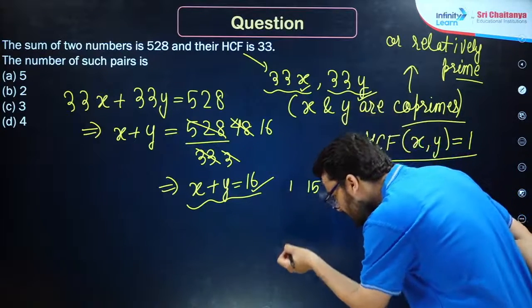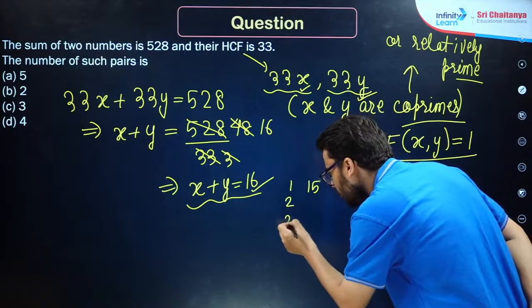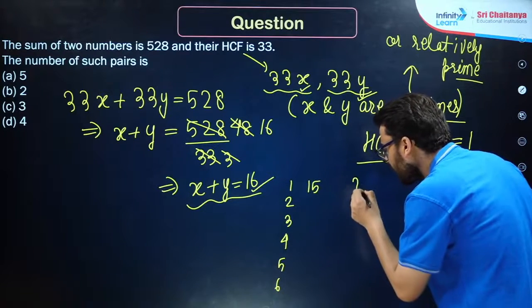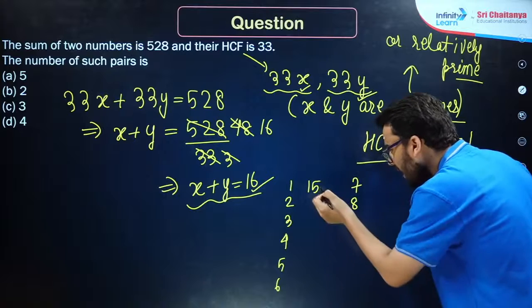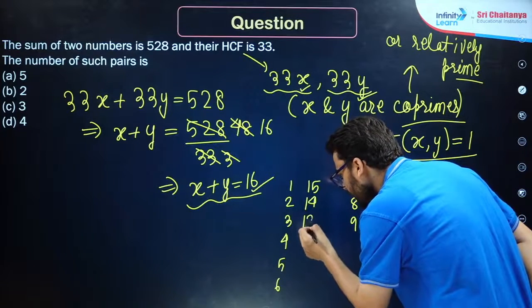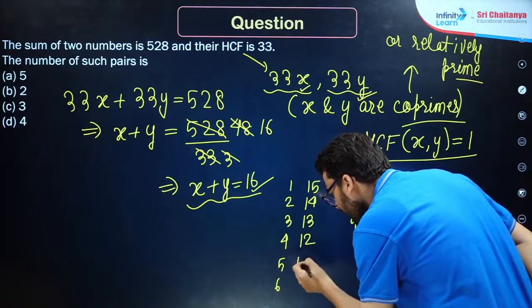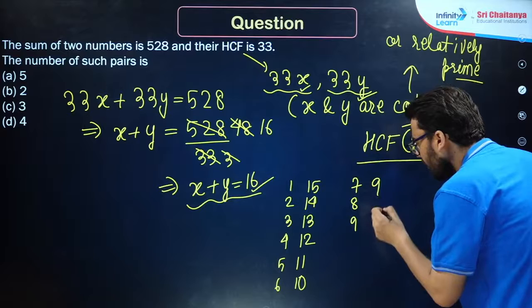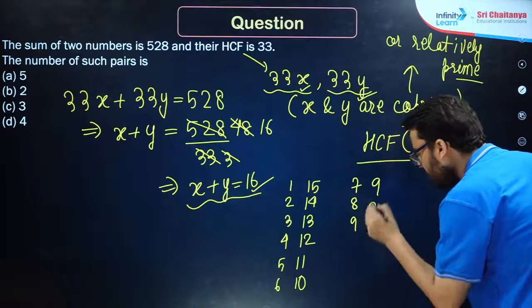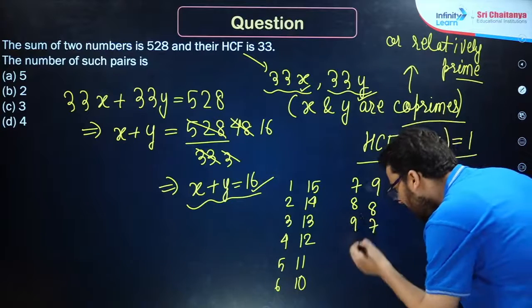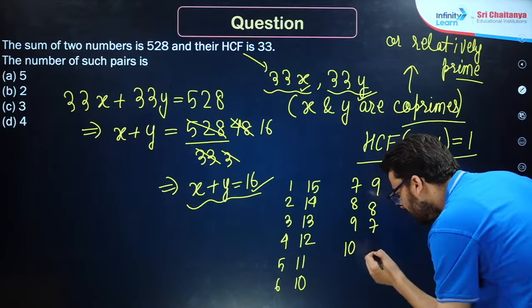Now increase this by 1: 1, 2, 3, 4, 5, 6, 7, 8, 9. And decrease this by 1. So this will be 14, 13, 12, 11, 10, 9, 8, 7. Is that clear? Now you see over here, suppose I'm again increasing to 10, then this will be 6.